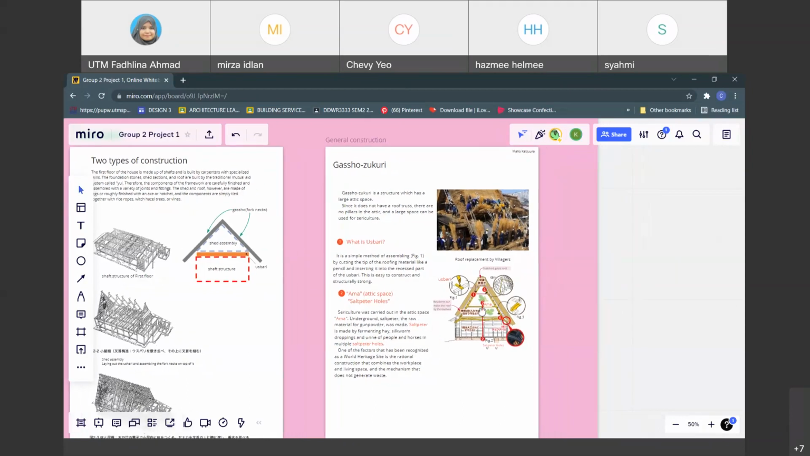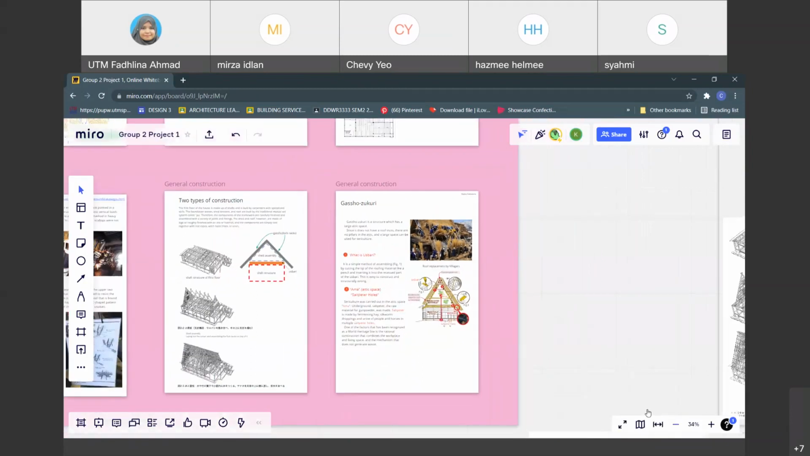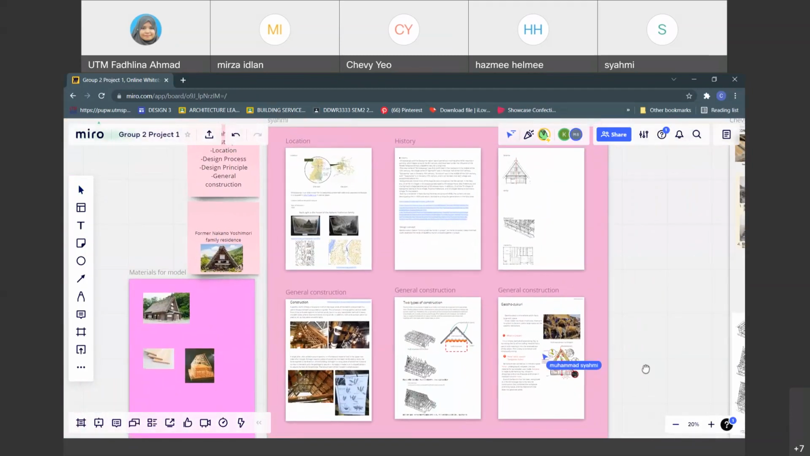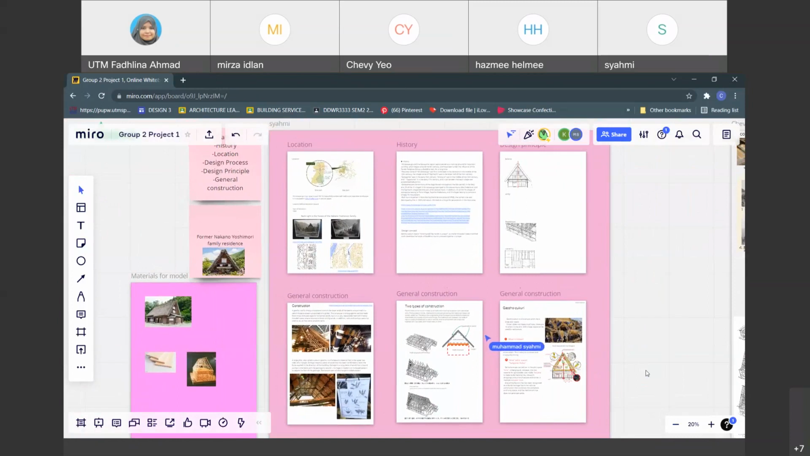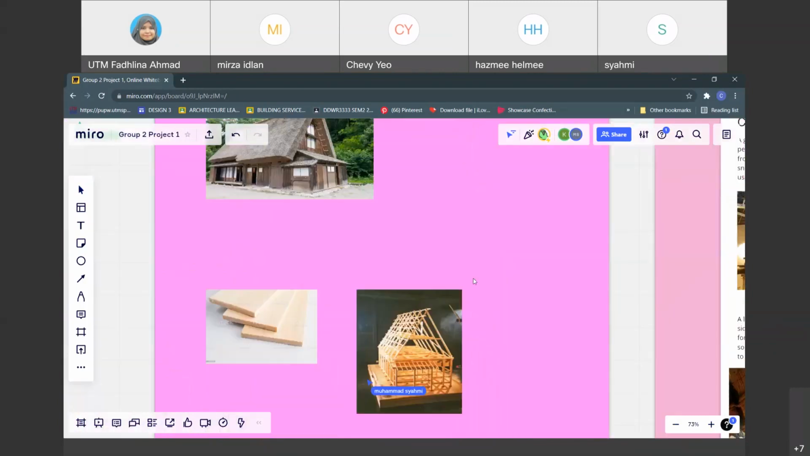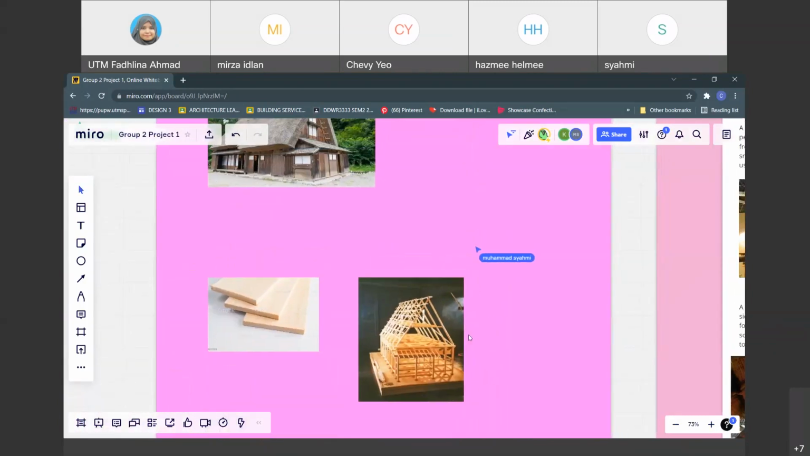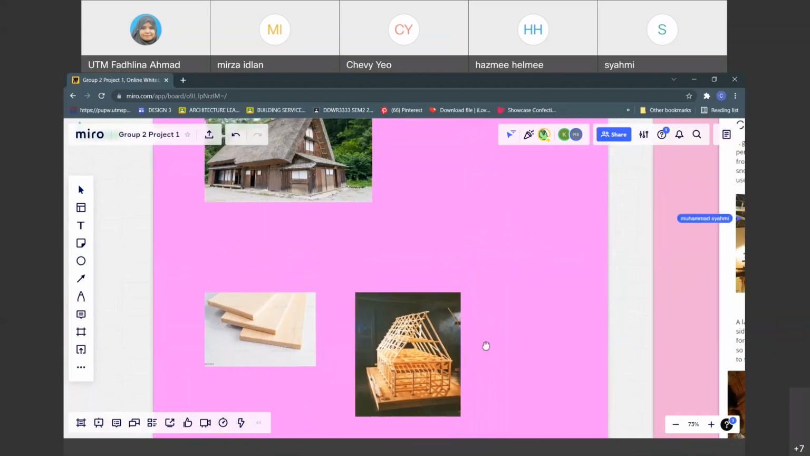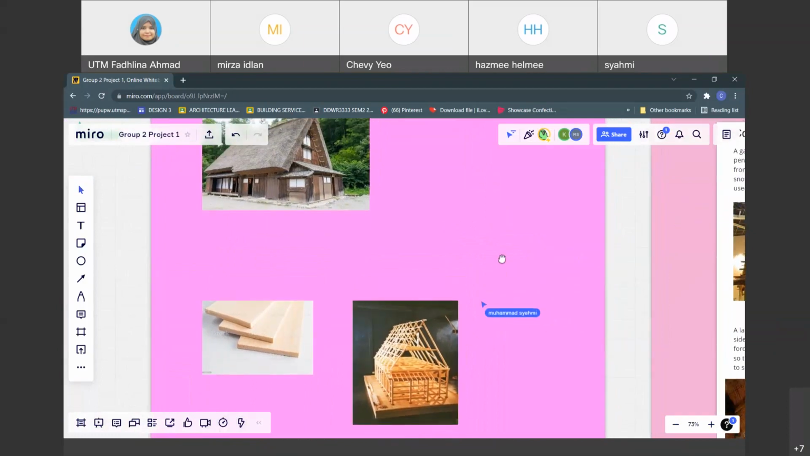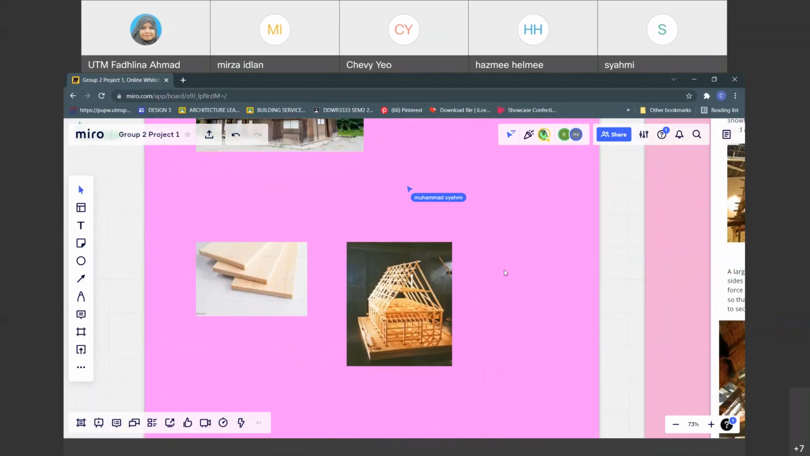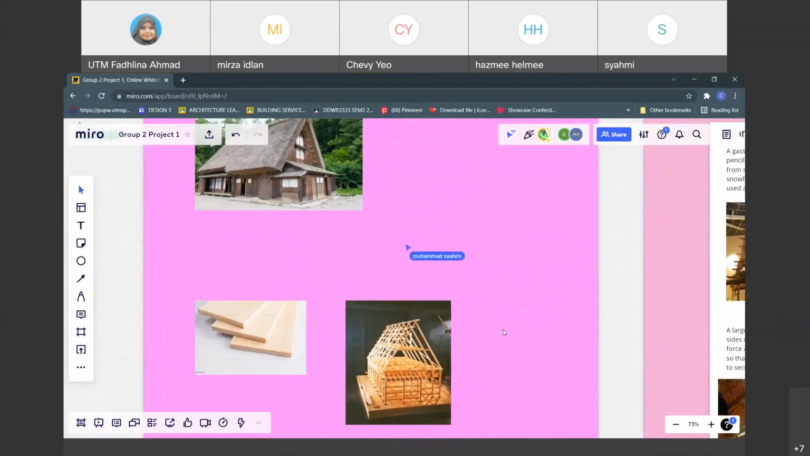Shami, what else do you have? Is that all? Materials for model. What do you plan for your physical model? Can you get all these things? Are you using balsa wood? I have balsa wood from my earlier project.